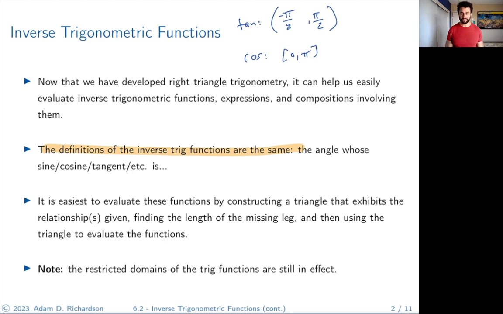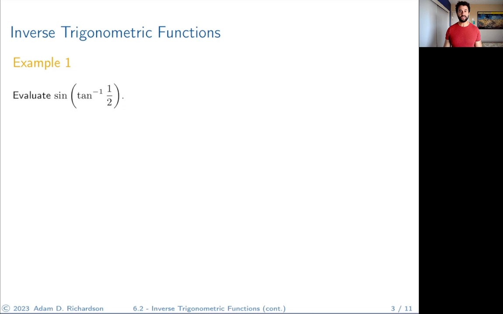Let's try an example. All right, so let's try to evaluate sine of tangent inverse of 1/2. And we'll do this one together. I'll do this example and then you can try the next one on your own first. But one thing I want to point out is that in section 6.1, we never saw expressions like this. What we saw in 6.1 was sine of sine inverse. And then you would have to think about the restricted domain, et cetera. But now we're doing sine of tangent inverse. So how are we going to do that?